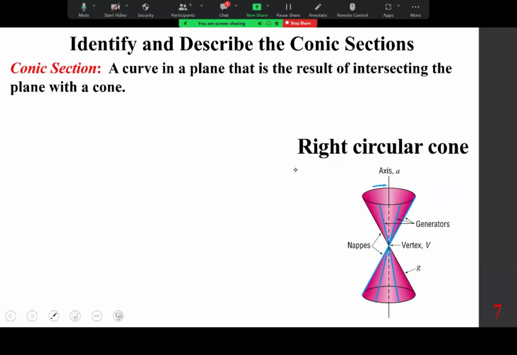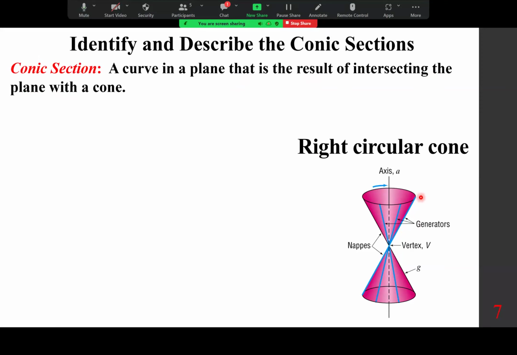And now let's look at this section. To do so, first, let's discuss the concept: identify and describe the conic section. Conic section: a curve in a plane that is the result of intersecting the plane with a cone. Here's a right circular cone. You have two of them inverted.